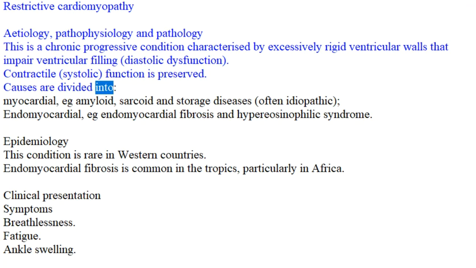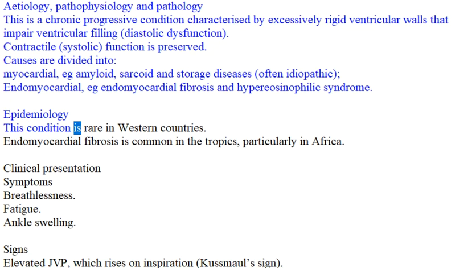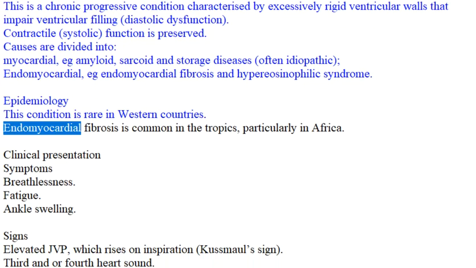Causes are divided into myocardial, e.g. amyloid, sarcoid and storage diseases, often idiopathic. Endomyocardial, e.g. endomyocardial fibrosis and hypereosinophilic syndrome. Epidemiology. This condition is rare in Western countries. Endomyocardial fibrosis is common in the tropics, particularly in Africa.